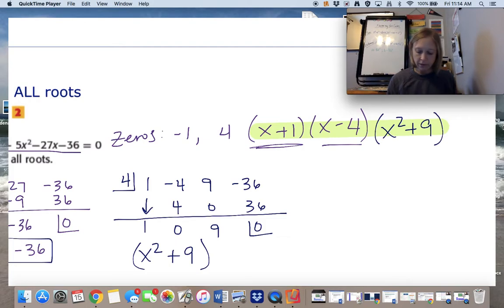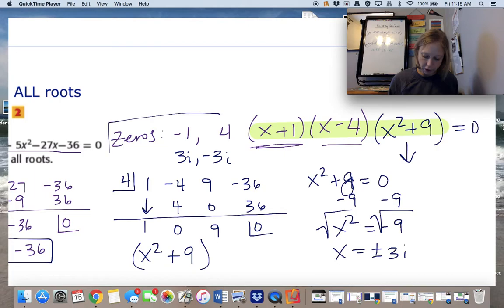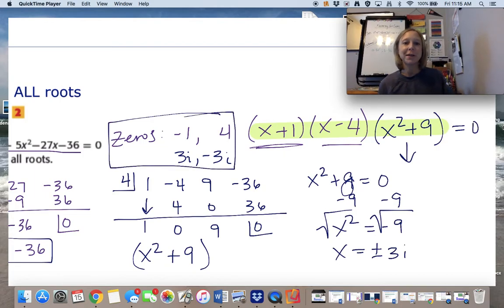I have two of my zeros that I found. Now I need to find the zeros for this last parenthesis. So I put x squared plus 9 equal to 0 and solve. Subtract 9 from both sides. x squared equals negative 9. Take the square root of both sides. x equals plus or minus 3i. So positive 3i and negative 3i are two other zeros. You can have imaginary zeros. We will include those on our chart per the directions. They say include imaginary or complex solutions and multiplicities.